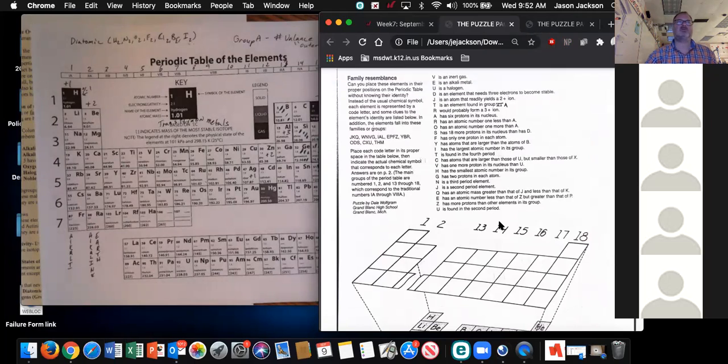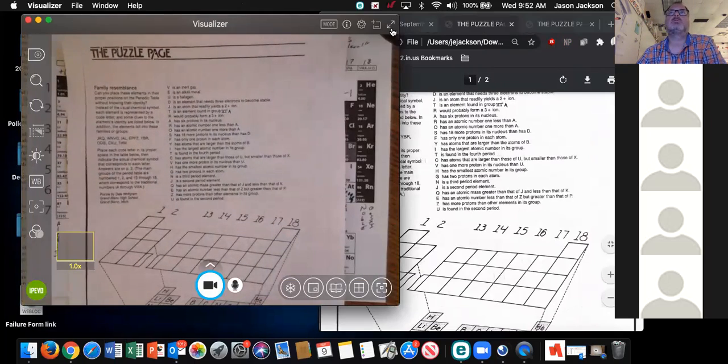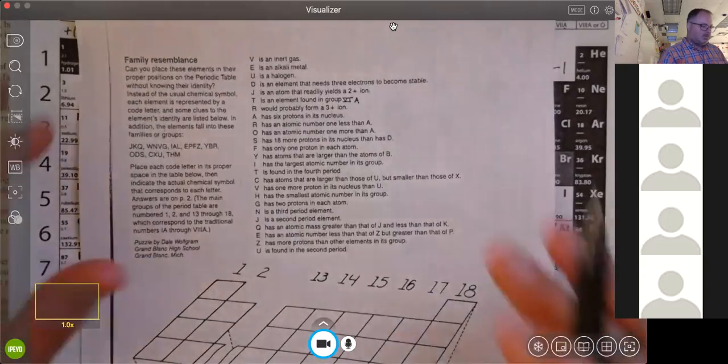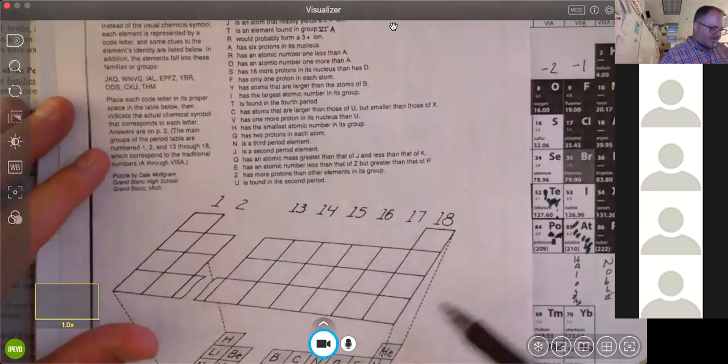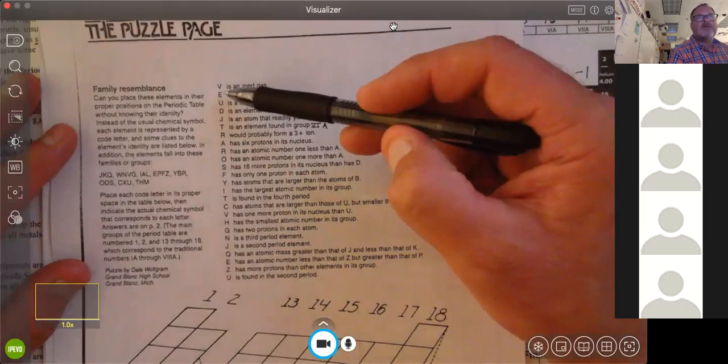So I'm going to switch it over to a printed out copy I have of it, that way I can write on it easier. But you obviously can write on the PDF version using your Chromebook. So basically we have the first 25 elements, but they've been given a code letter.